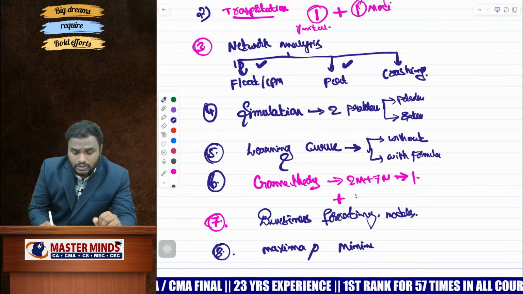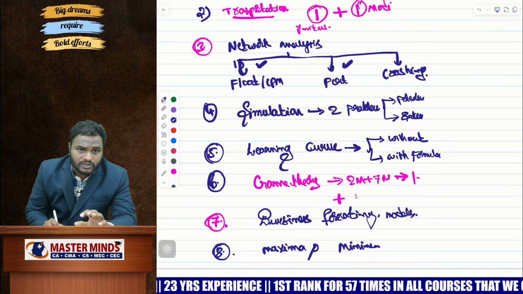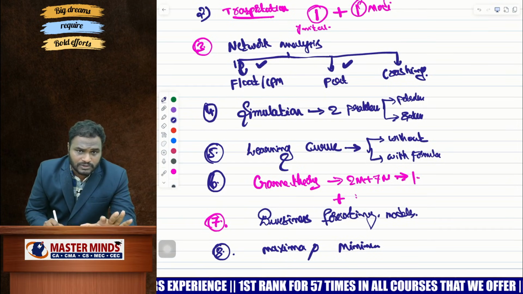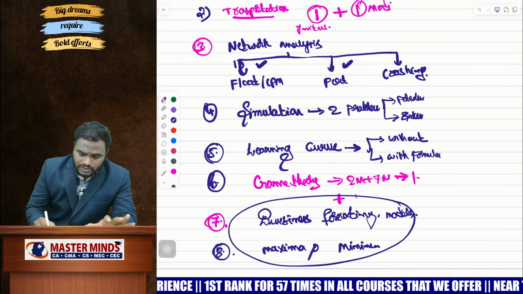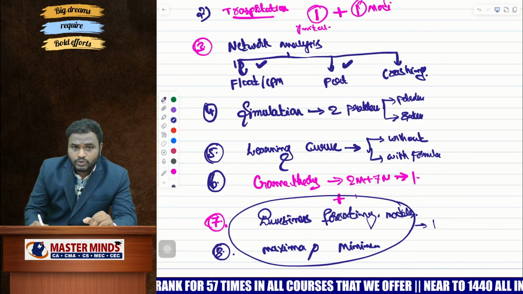Actually this chapter is also in SPM. Now you have to practice this maxima minima. You don't have any choice to skip it. Now in the examination, these two chapters together, they will ask questions for 14 marks.